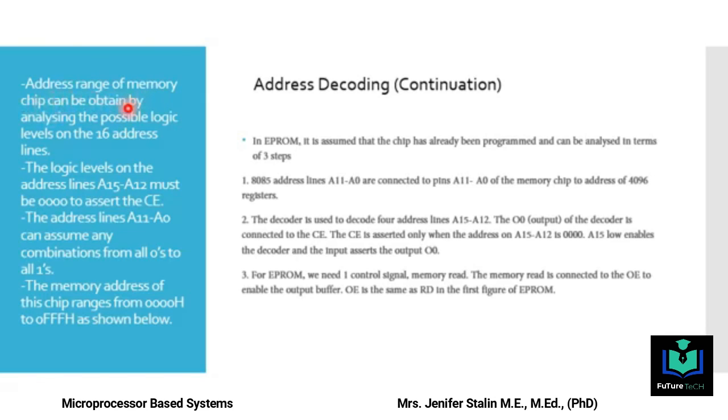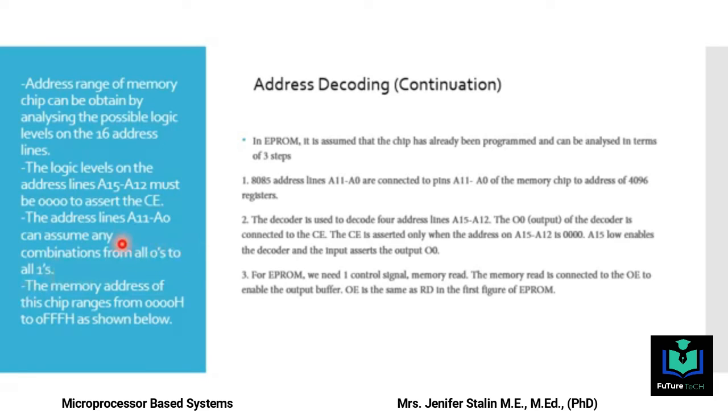For setting that example, the address range of the memory chip can be obtained by analyzing the possible 16 address lines. The logic level on the address lines A12 to A15 must be 0. Remember that always the address from A12 to A15 in the EEPROM, by using the 3 to 8 decoder, should be maintained 0000 to assert the chip enable signal. The address lines from A0 to A11 can be assumed any combination of 0 and 1.